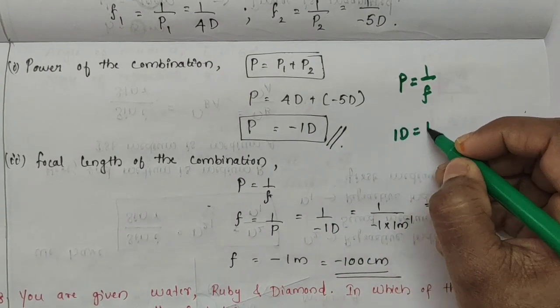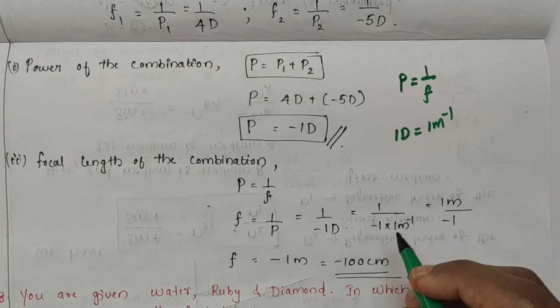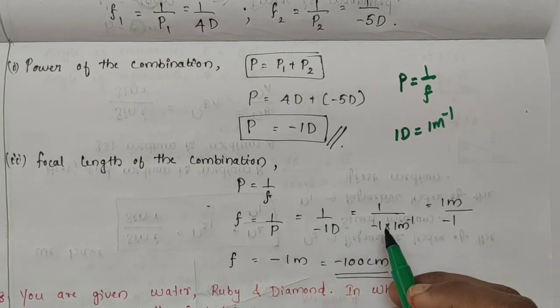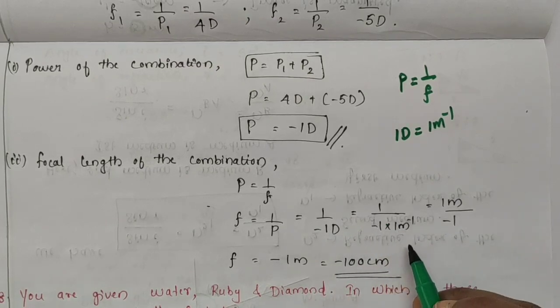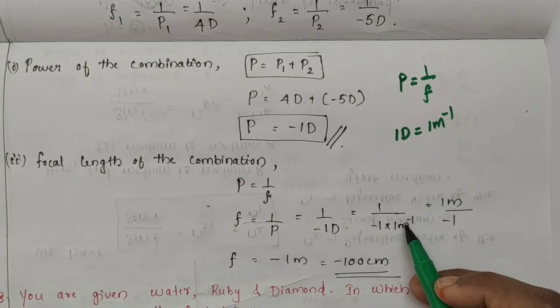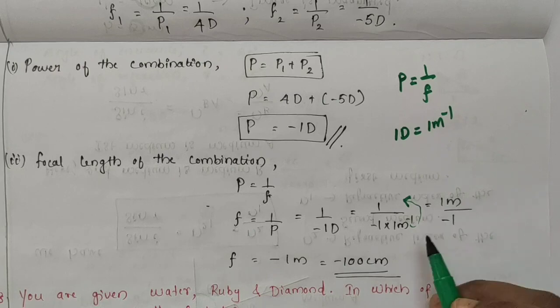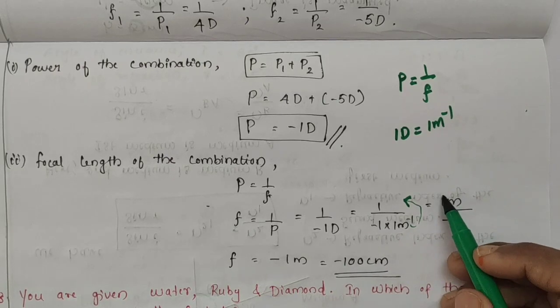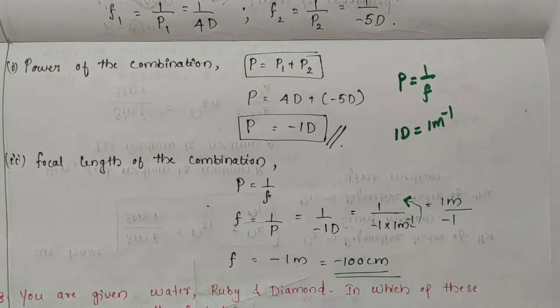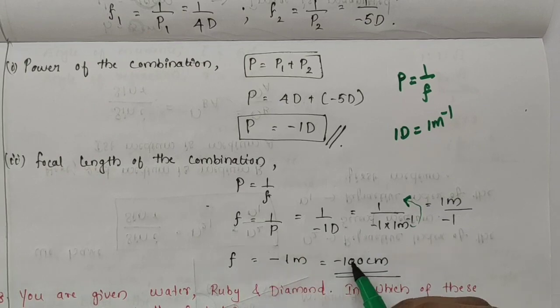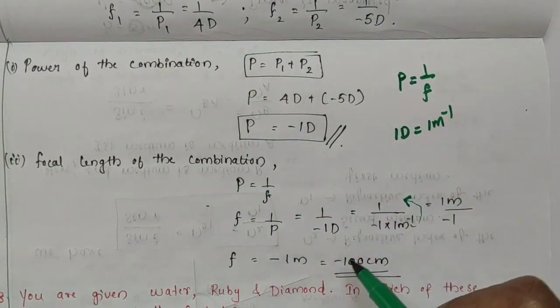1 diopter means what? 1 meter raised to -1. So 1 by -1 diopter means -1 into 1 meter raised to -1. So when I am taking this meter raised to -1 to the numerator, it becomes meter raised to +1 divided by -1. 1 by -1 is actually -1 meter. So F is equal to -1 meter. 1 meter is what? 100 centimeter now. So F is equal to -100 centimeters. So this is the power of the combination and this is the focal length of the combination.